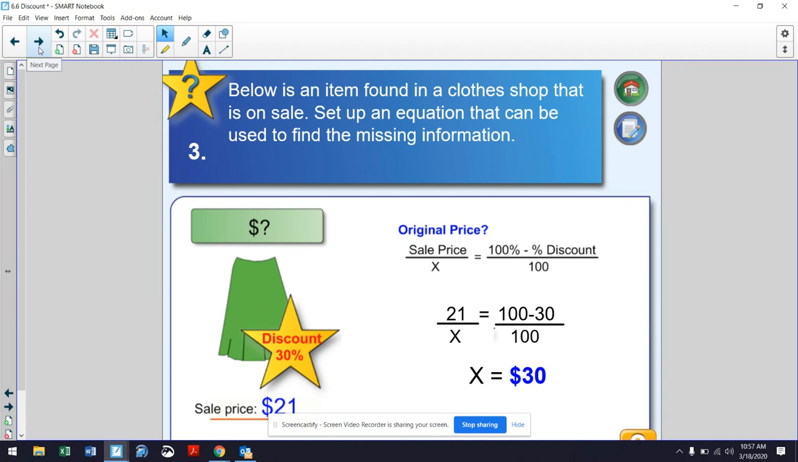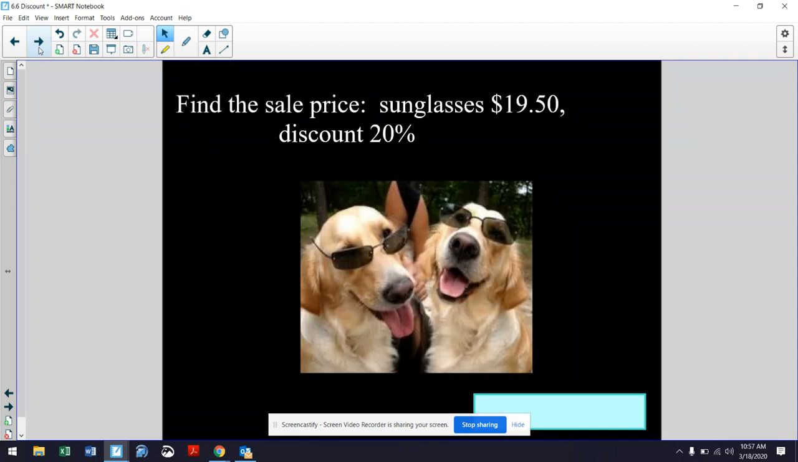So now is where I want you to have your calculator and your pencil and that formula sheet out so you can do a couple examples on your own. So here's the first one. We want to find the sale price. If the sunglasses originally cost $19.50 and there's a 20% discount, figure out which of the three formulas you need, set them up, and solve to find the sale price. Original price $19.50, discount 20%. Pause the video, work it out, and then we'll go over the answer.